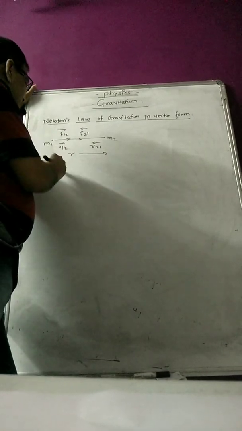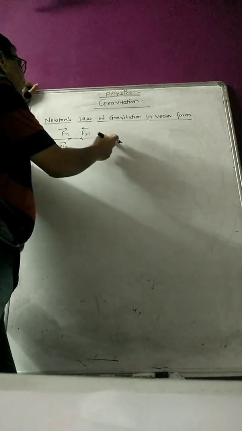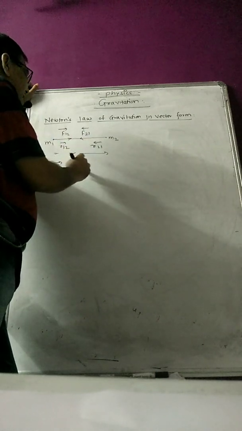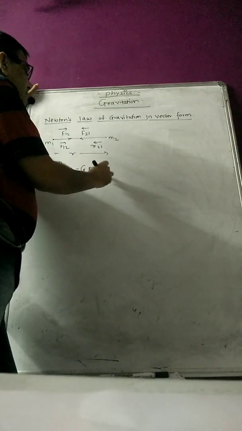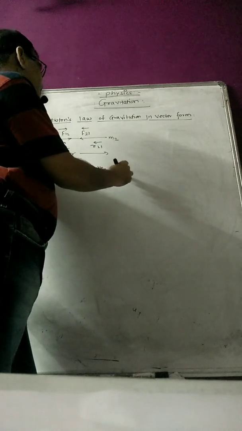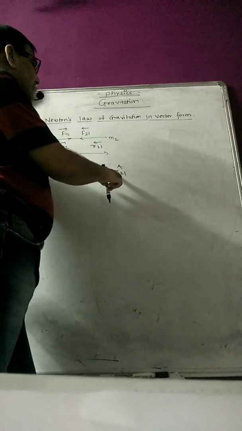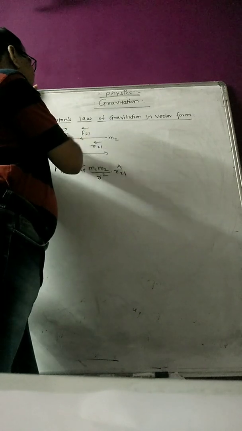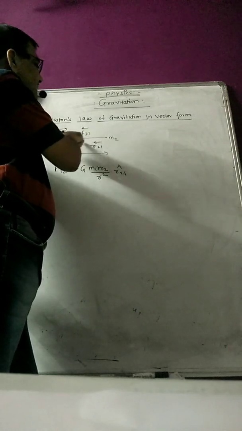F12, the force exerted on the first particle by the second particle, will be in this direction, meaning the second particle is pulling the first. It is given by minus G m1 m2 upon r square into the unit vector r21. The unit vector gives the direction in which the force is exerted, from 2 to 1, so the first object gets pulled by the second object.